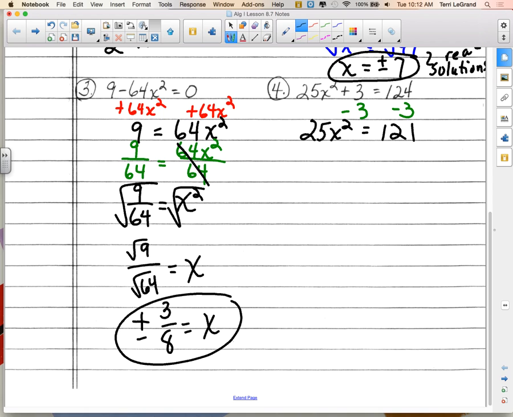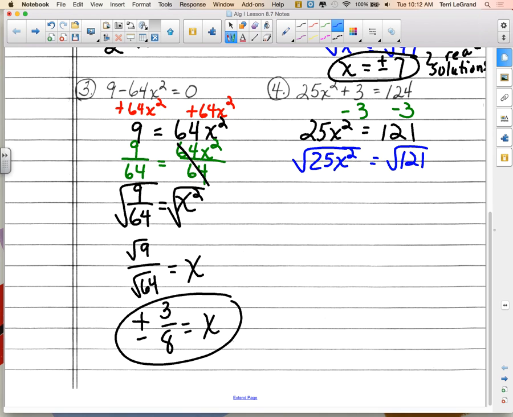The reason I look at this and say, why don't we square root first, is: is 25 a perfect square? Easy. Or is 25x squared a perfect square? Is 121 a perfect square? Yeah. So we actually have the option of going right to taking the square root of both sides right now.